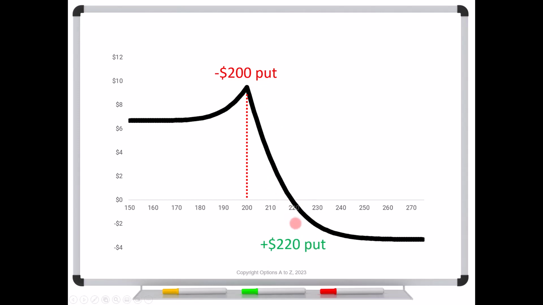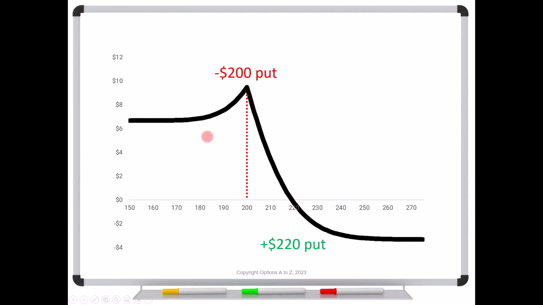Now, the reason we're not getting that nice angle, that little elbow that we usually get, is because this one hasn't expired. The longer dated option is still in play. The shorter dated option is at expiration. That's what's giving us this graph.